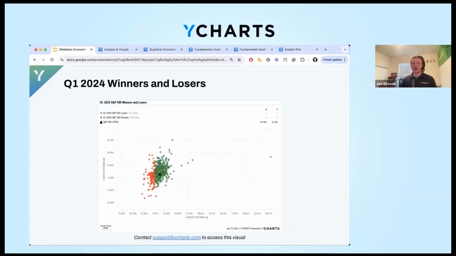A couple charts here are also fan favorites amongst our YCharts clients. We do winners and losers scatter plots showing the S&P 500 constituents and who had a positive quarter, who had a negative quarter. We also do these charts on a half year and a full year basis as well. But here we're looking at Q1 2024 and the winners and losers. Out of the 500, 370 of them posted positive returns in Q1. So in other words, about 3/4 of the S&P 500 had a good quarter.